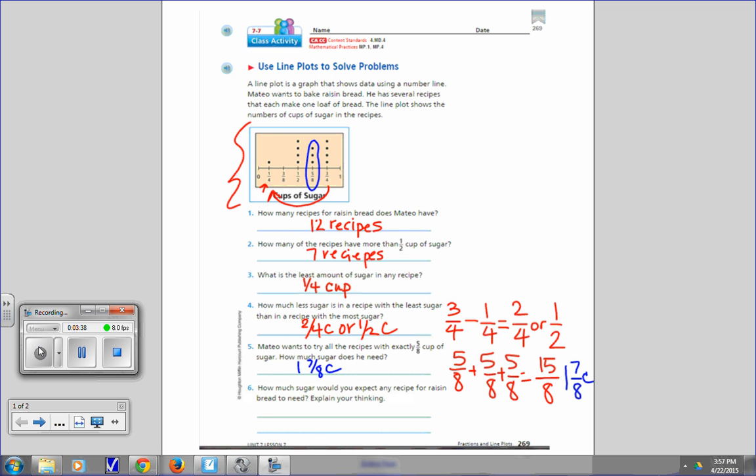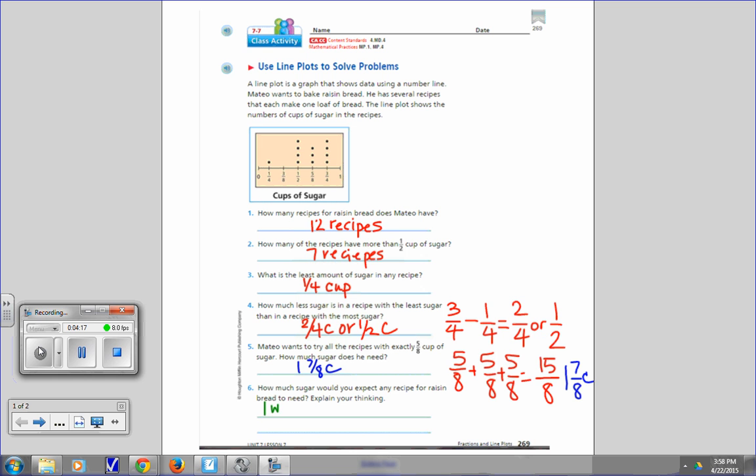How much sugar would you expect any recipe for raisin bread to need? Explain your thinking. Well, looking at this line plot, I'm going to give you my thinking. I'm noticing that there's a lot of recipes with 3/4 a cup. There's a lot of recipes with half a cup. There's not a lot of recipes with 1/4 cup. And there's about 5/8. So how much sugar would you expect any recipe for raisin bread to need?